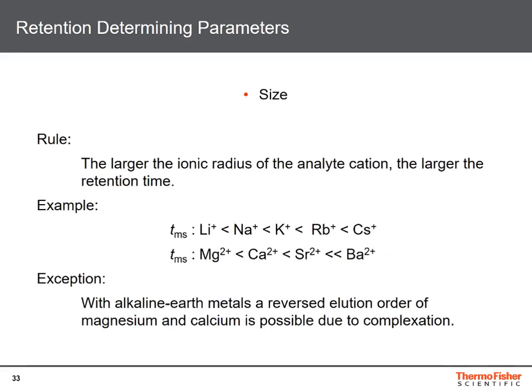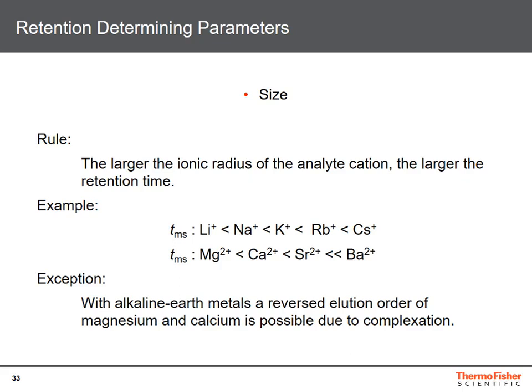Regarding size, we always follow the rule: the larger the ionic radius of the analyte cation, the larger its retention time. I've given you here two examples. The first one, the series of alkali cations, and in this case we always see the elution in this order. That means lithium eluting first, followed by sodium, potassium, rubidium, and cesium.